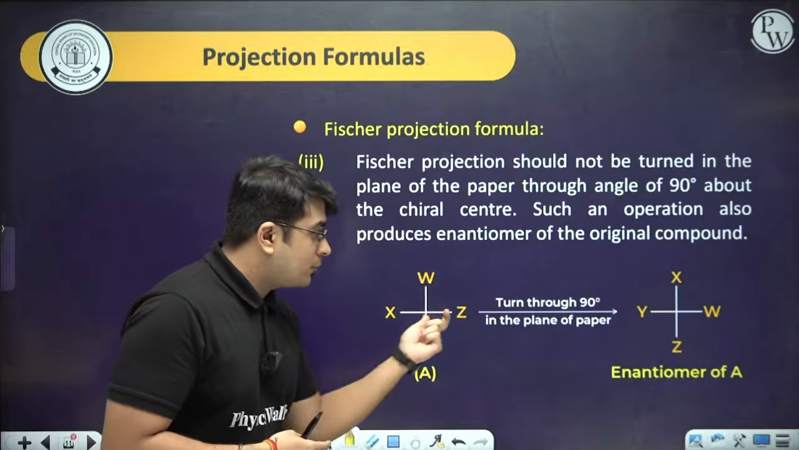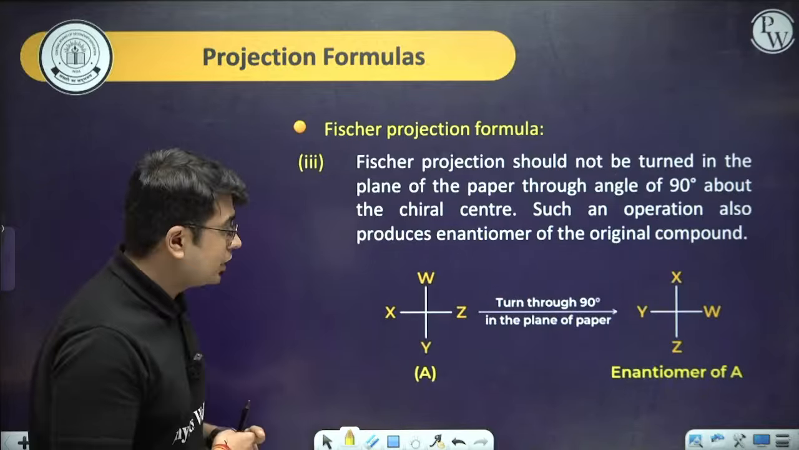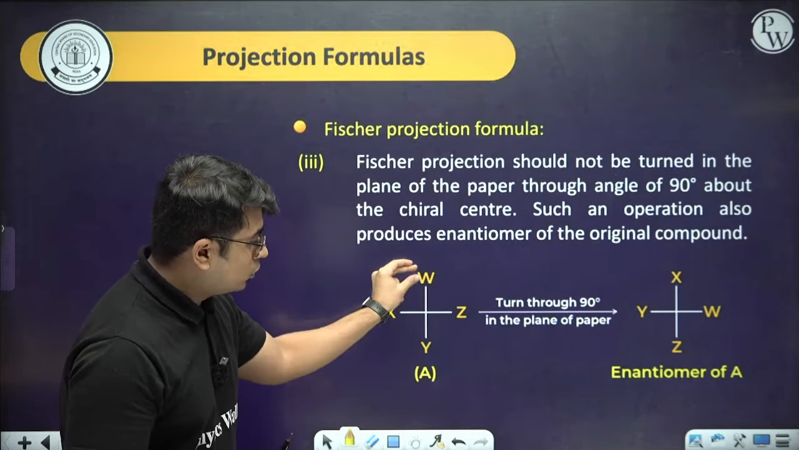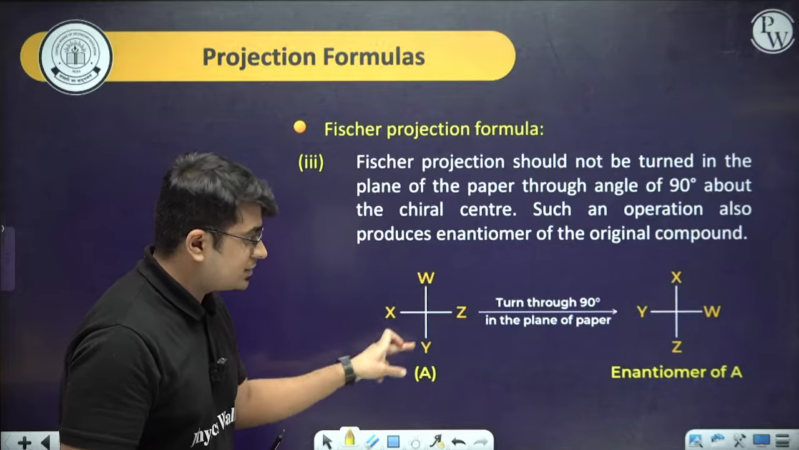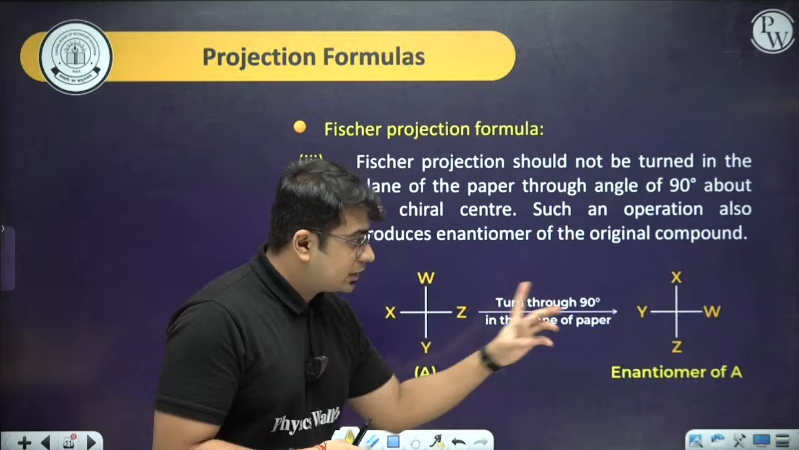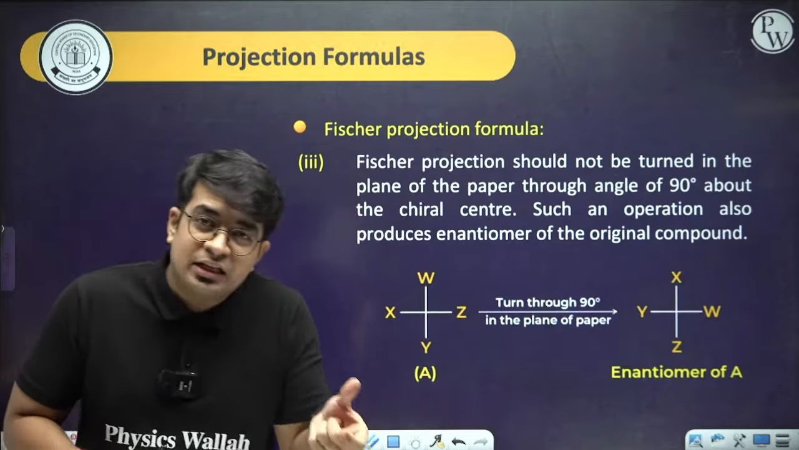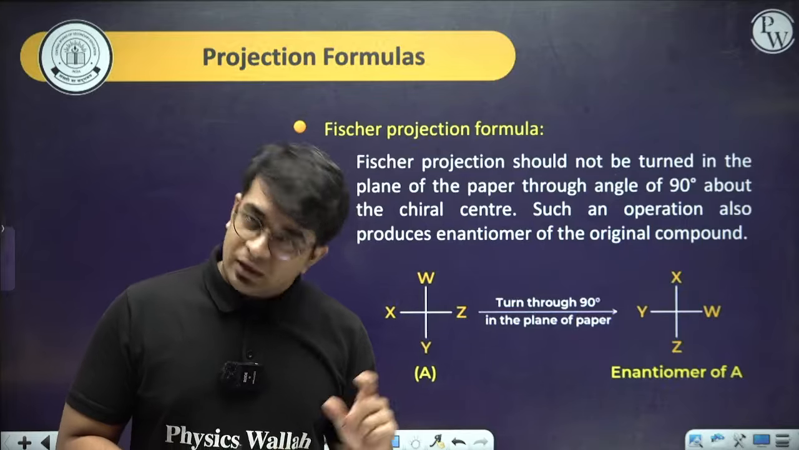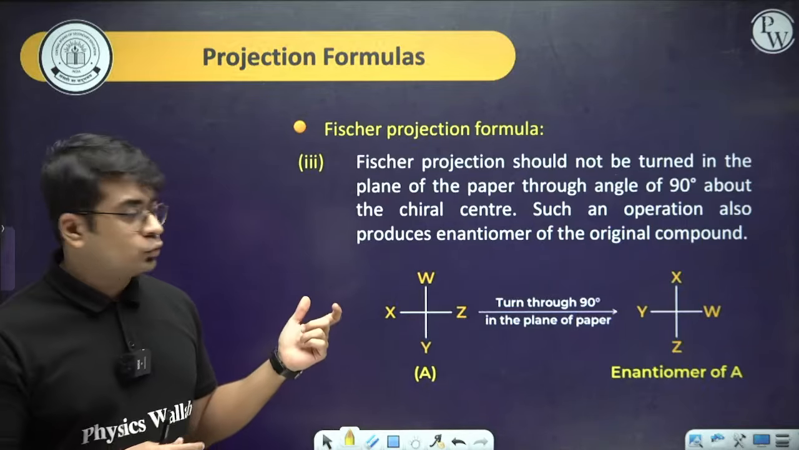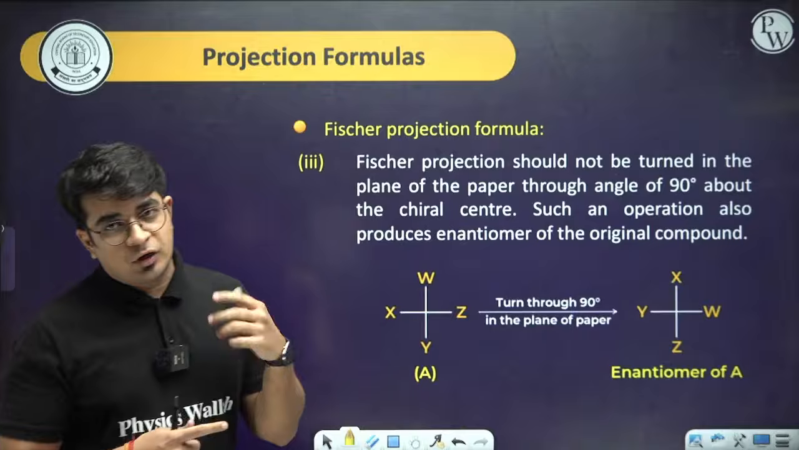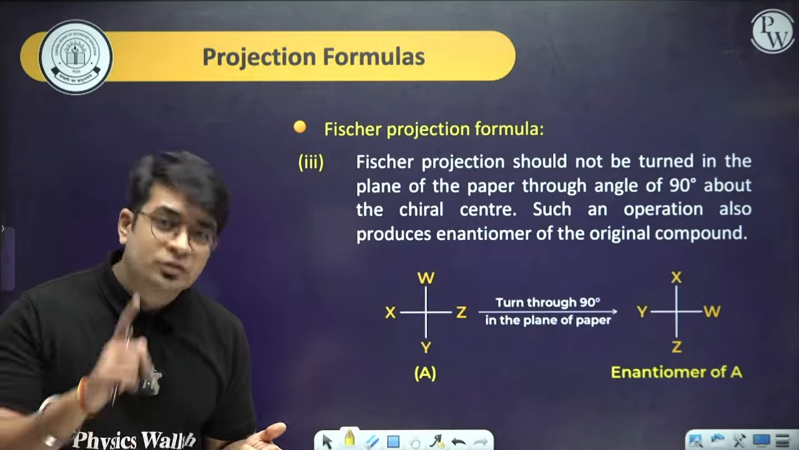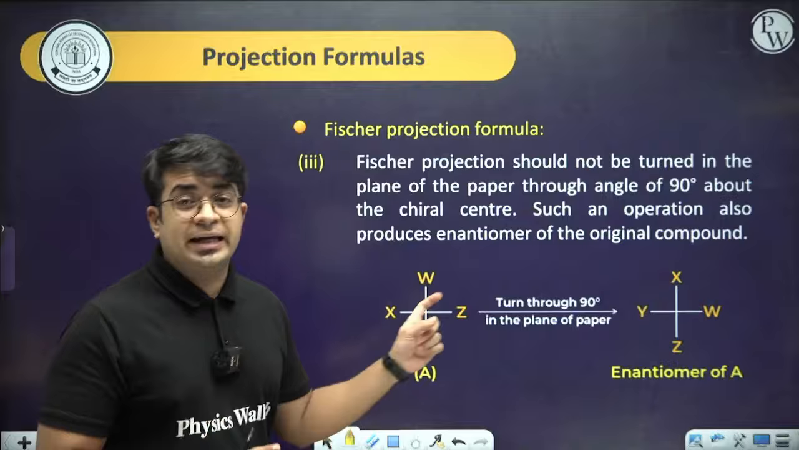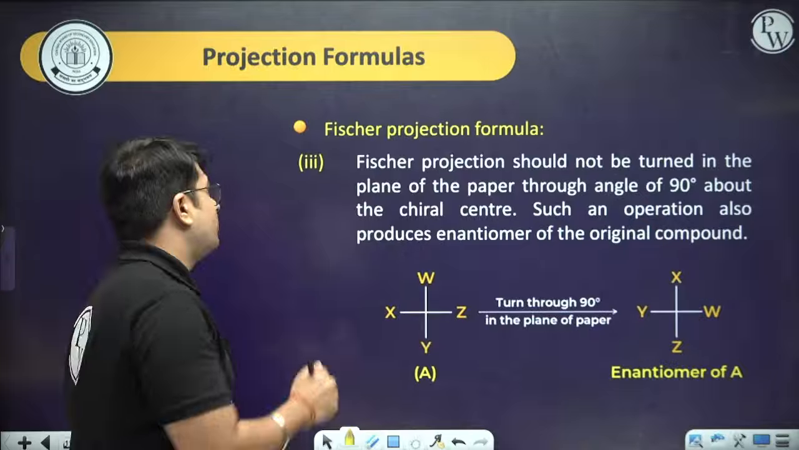For example, if I'm rotating the entire structure by 90 degree only, you can see that W will be here, X will be there, Y will be here and Z will be here. Now in this particular case, definitely you are changing the entire configuration. If you know how to write down the configuration, then you will know that this type of arrangement is going to create a different type of configuration. So that is not allowed because you are creating an enantiomer. I hope this part is clear.